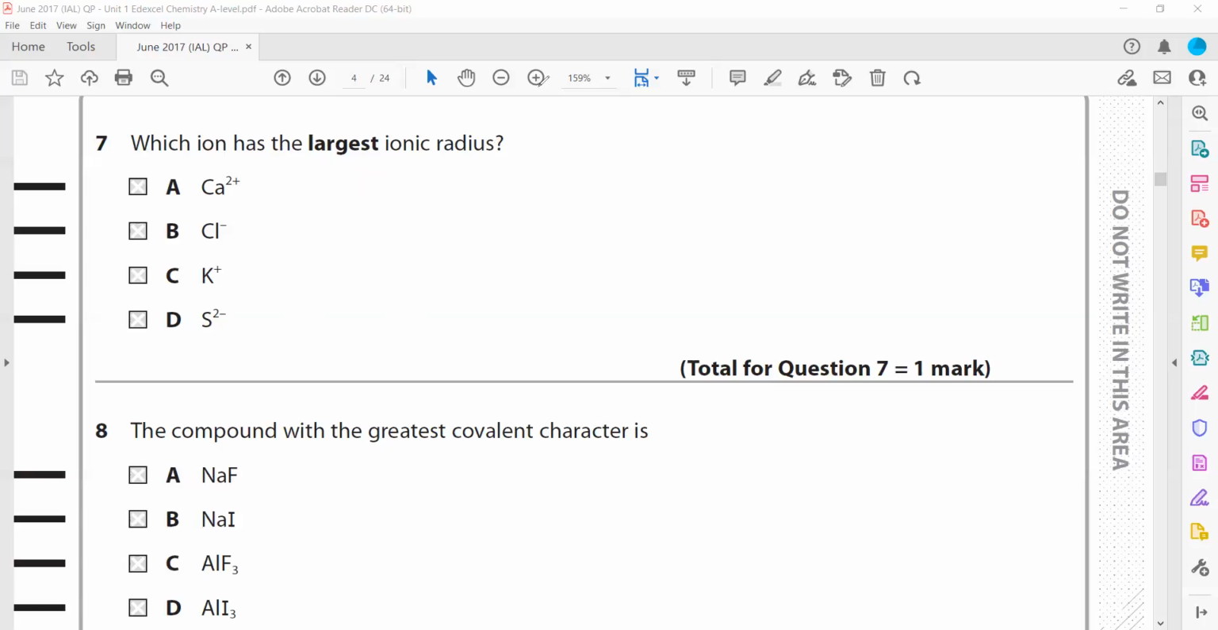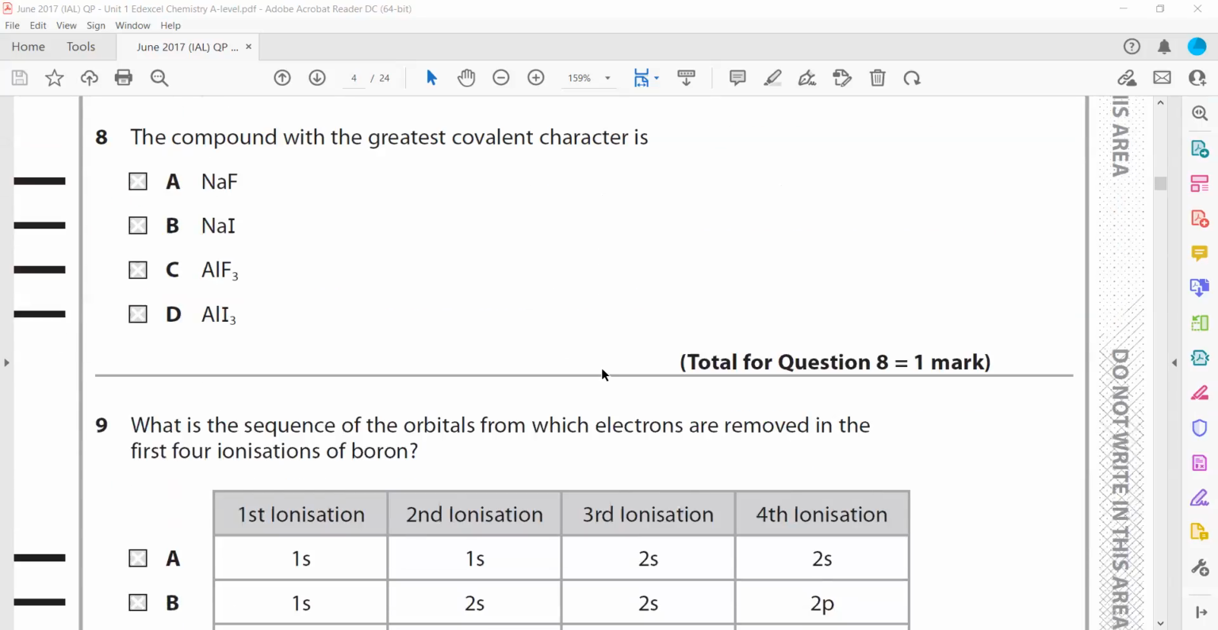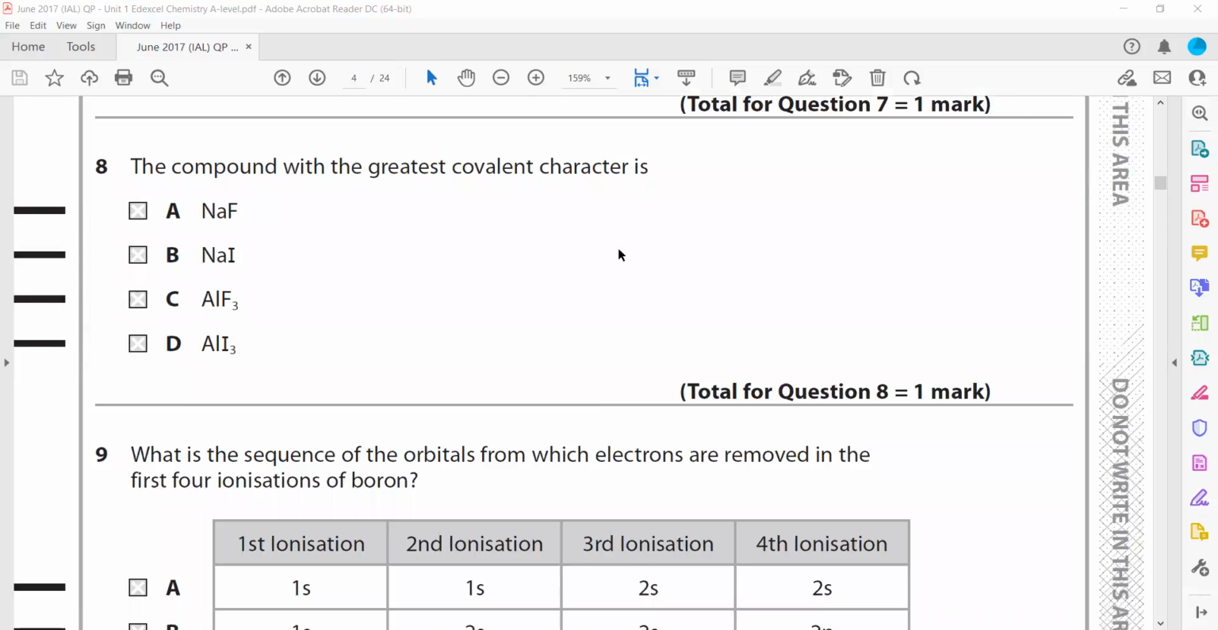The compound with the largest covalent character. Covalent character means polarization, distortion. So which ion will have a greater distortion? The distortion depends on the size of the positive ion, which should be small, and the charge on the positive ion should be greater.